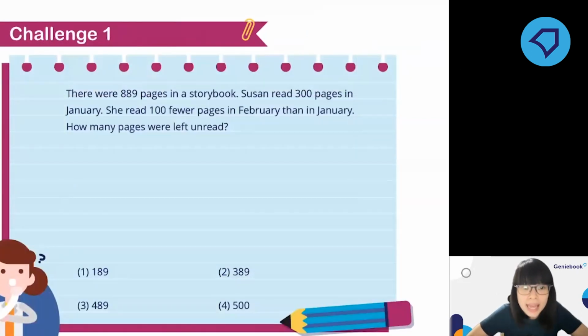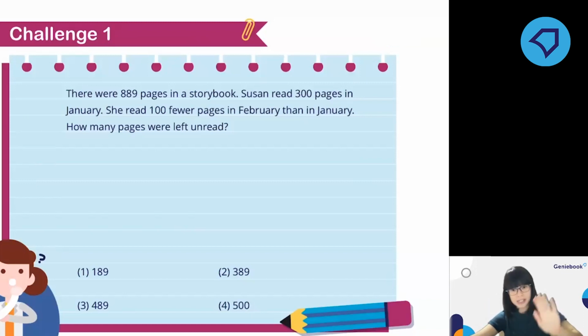There were 889 pages in a storybook. Susan read 300 pages in January. She read 100 fewer pages in February than in January. How many pages were left unread? You have 2 minutes to answer this question. Are you guys ready?